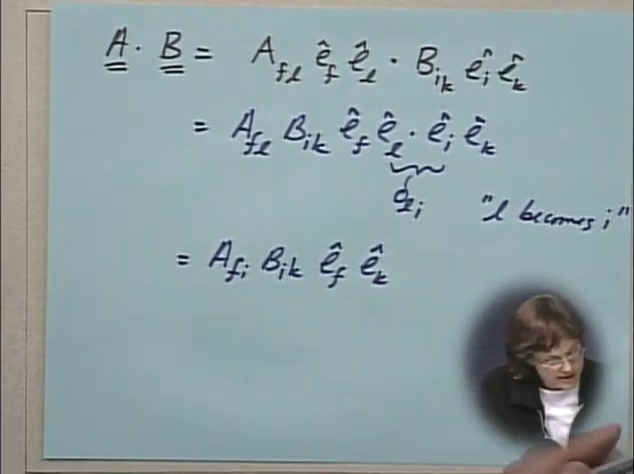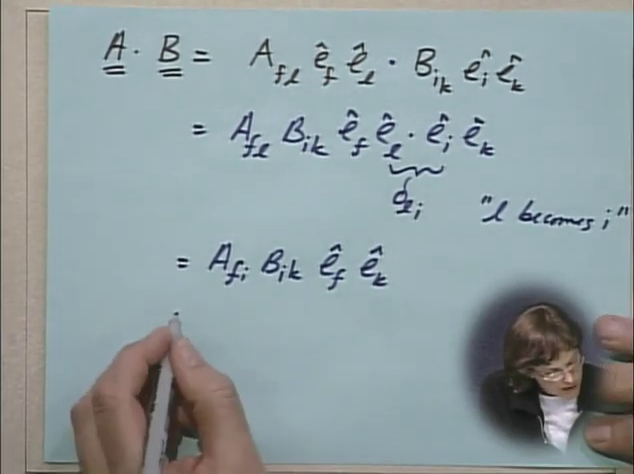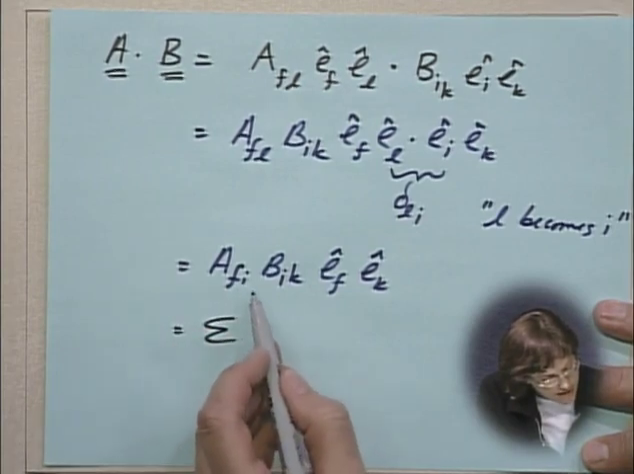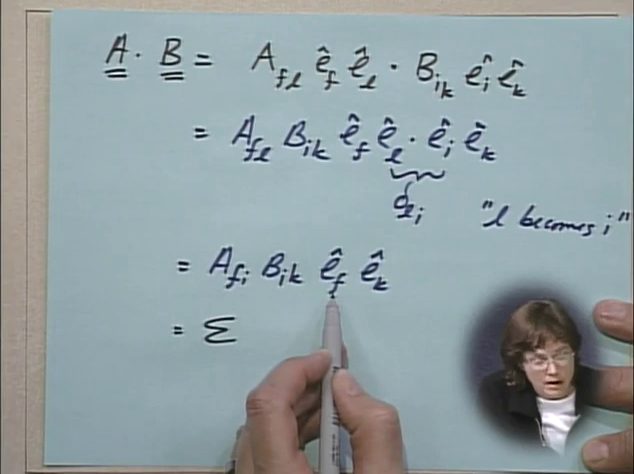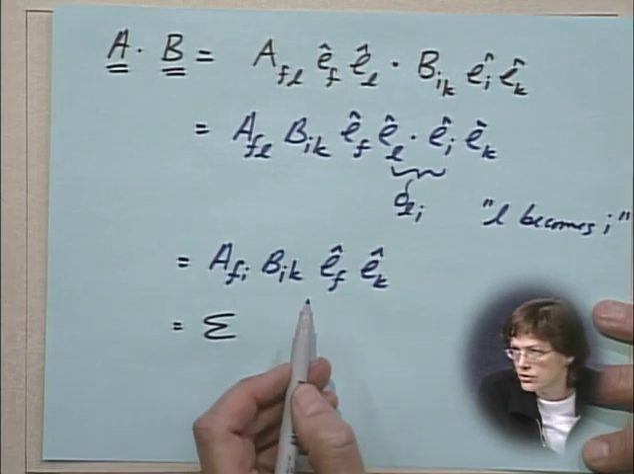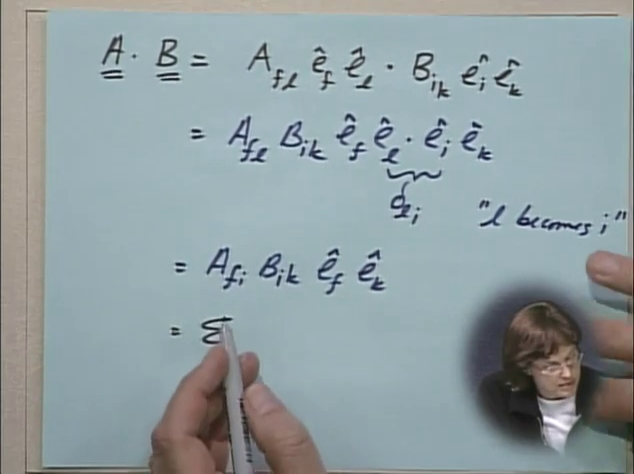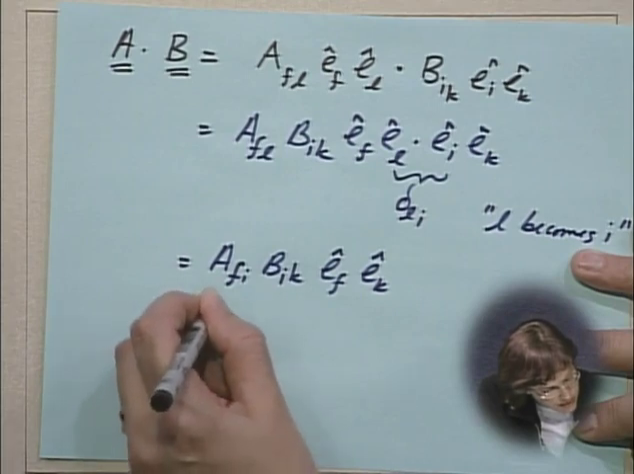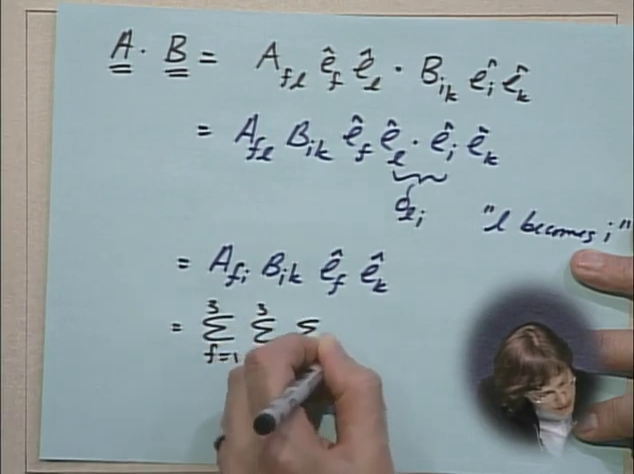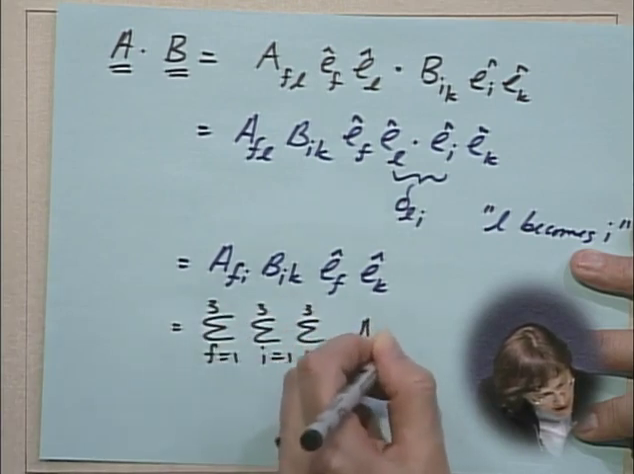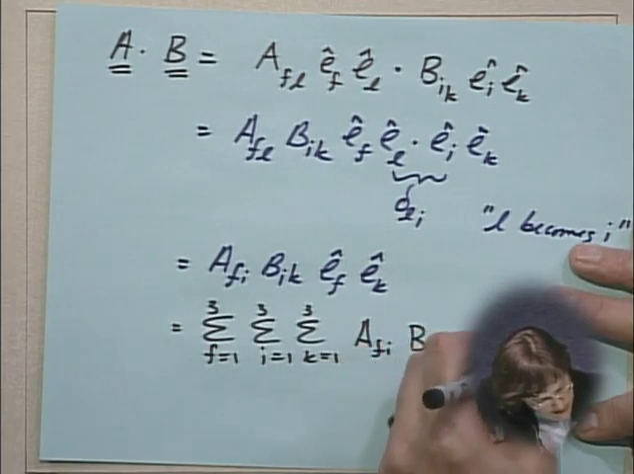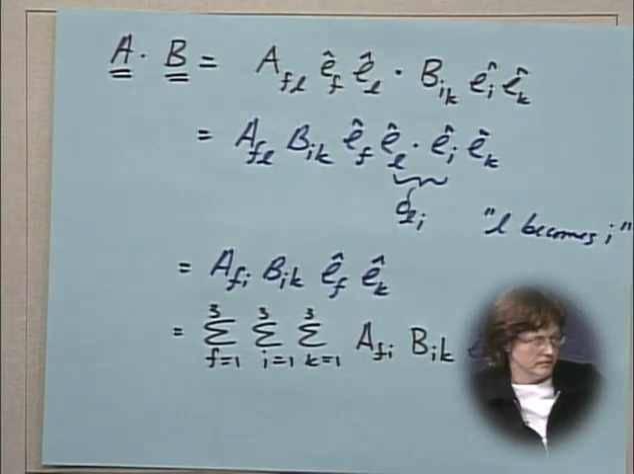So what are the tensor coefficients? Well, we have to put the sums back in. We have an F summation, there are 2 F's. We have an I summation, there are 2 I's. And we have a K summation, there are 2 K's. So we have 3 sums: summation F equals 1 to 3, summation I equals 1 to 3, and summation K equals 1 to 3 of AFI, BIK, EF, EK. There's 27 terms there.